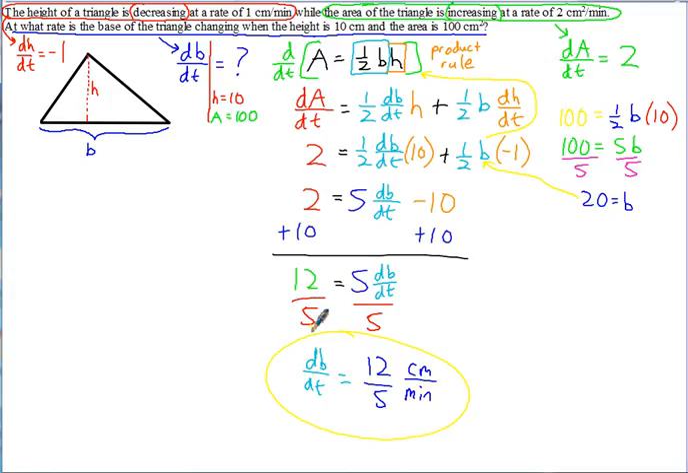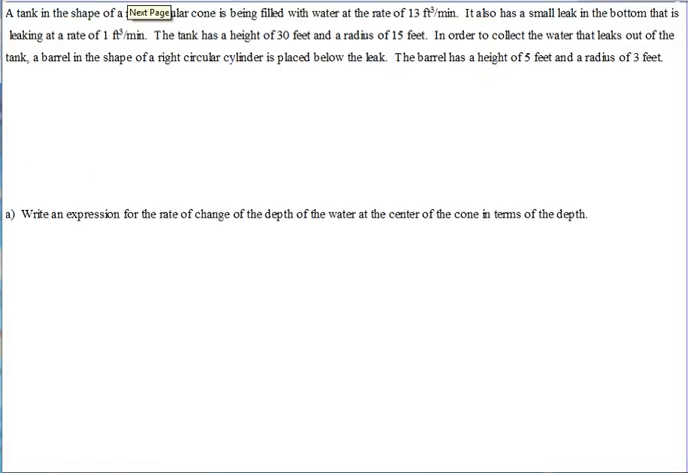Okay, let's take a look at another example now. On this one it says we've got a tank in the shape of a right circular cone that's being filled with water at a rate of 13 cubic feet per minute. It also has a small leak in the bottom that's leaking at a rate of 1 cubic foot per minute. All right, so let's start to draw what this looks like here. So it's a right circular cone.